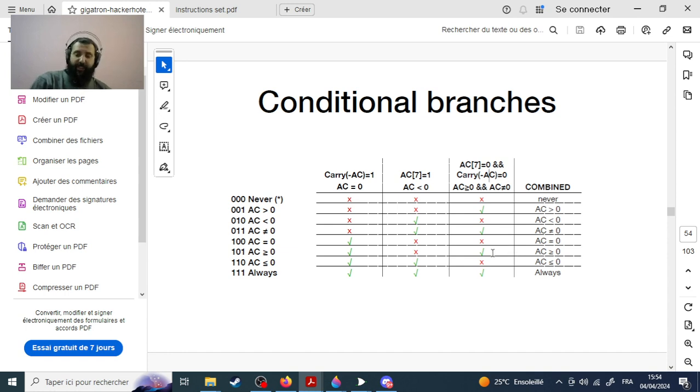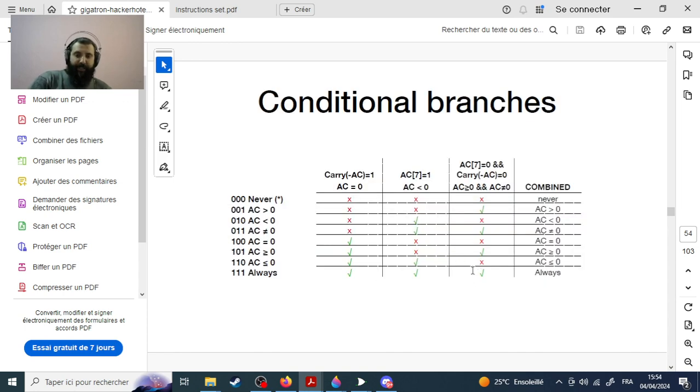This column or this column, then the OR is implemented by the multiplexer. The job of the multiplexer is to implement this OR. Okay, let's continue.